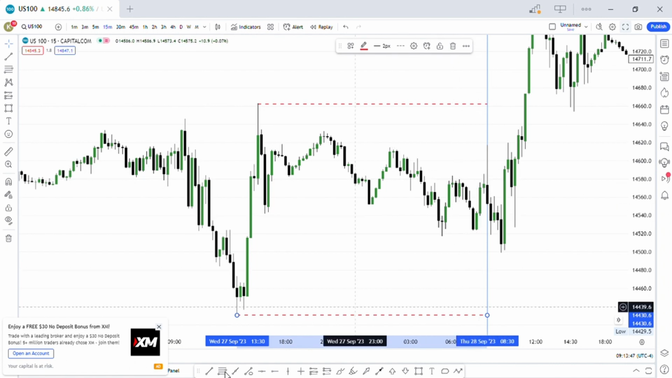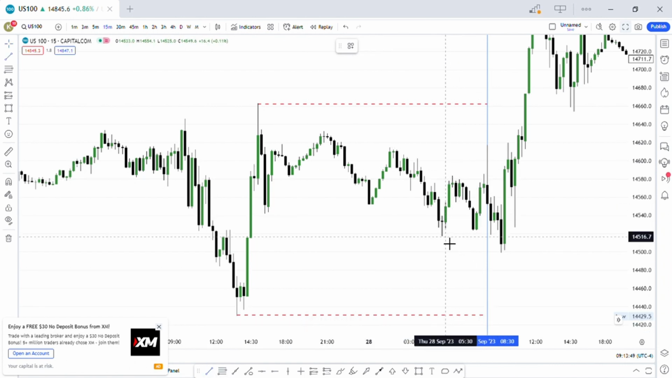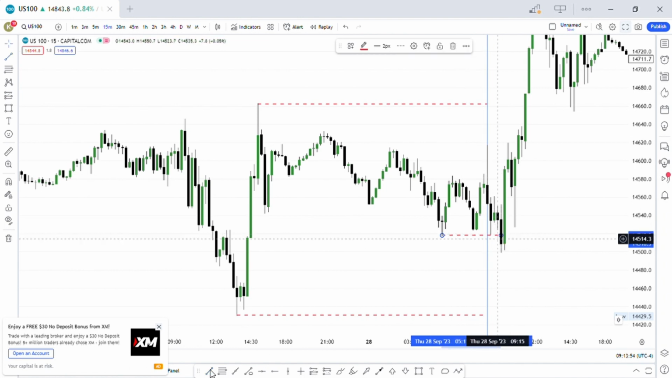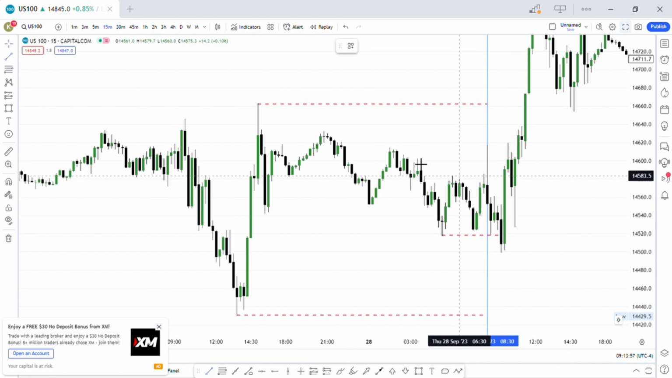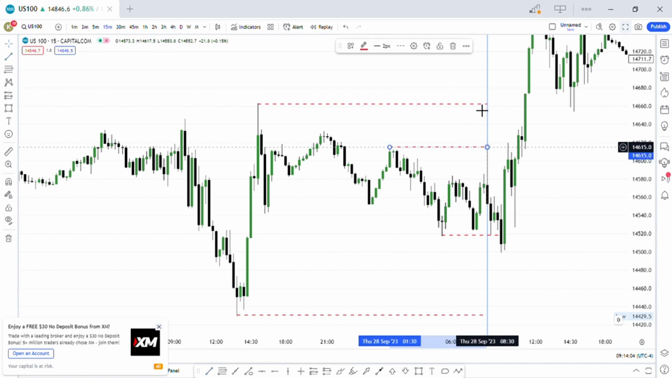Where is our first swing low? This is our swing low. And this is our first swing high. Our first swing high is here, so we can use this one because they are too close to each other.